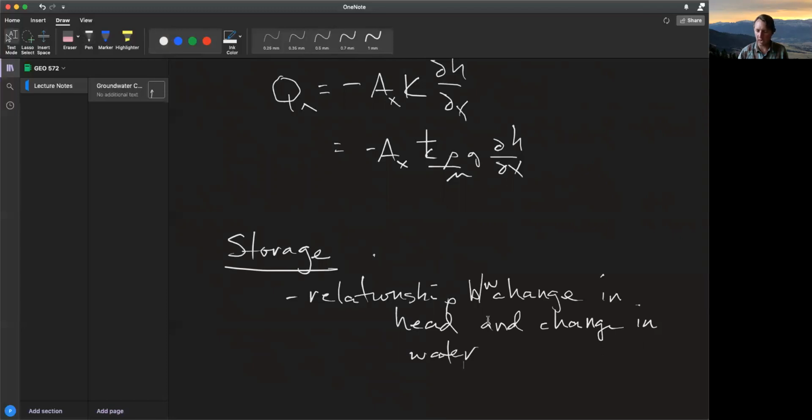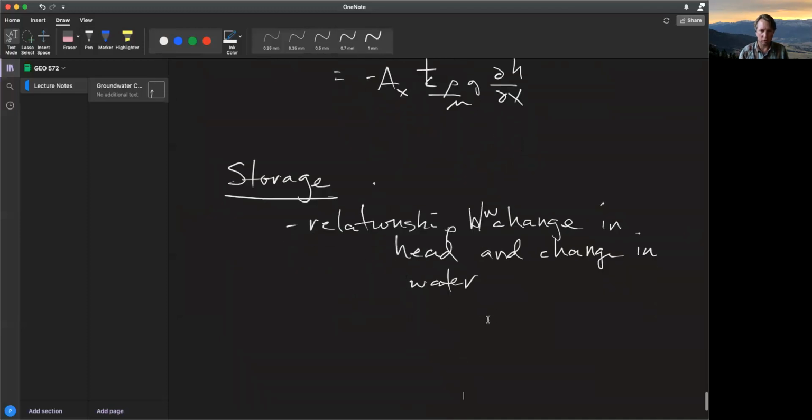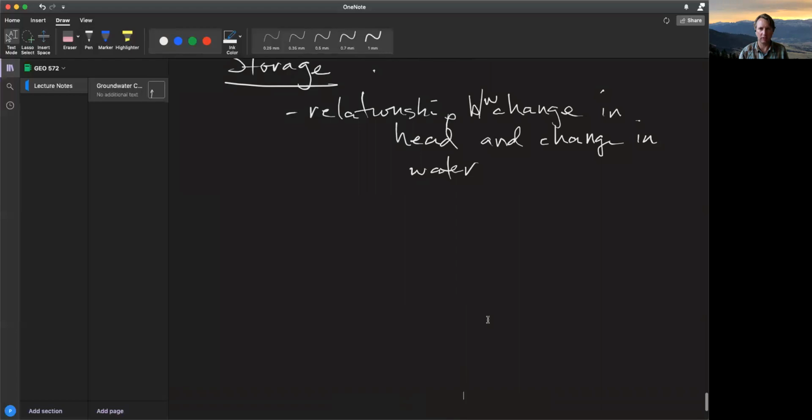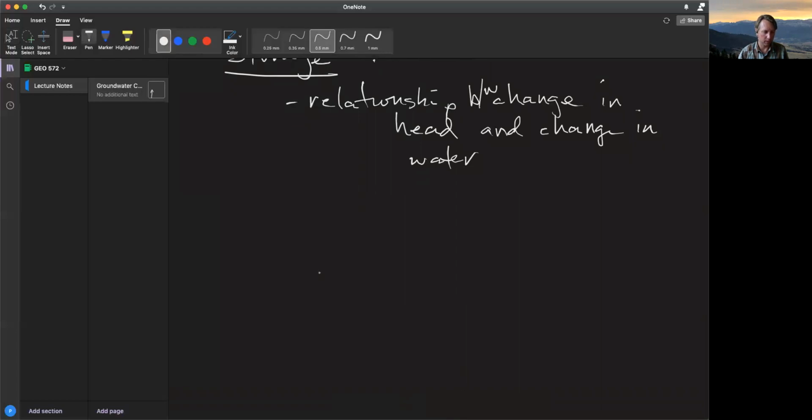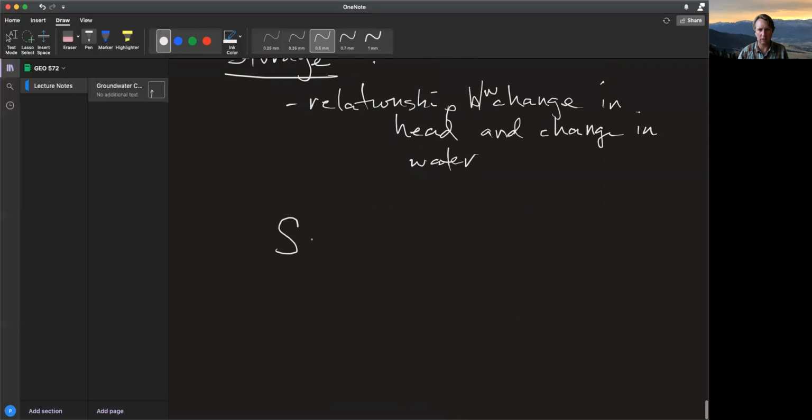All right, so when we add more water or take more water away, we're going to change the amount of energy that water has. And storage essentially is that relationship. So let's define a few things. The first thing we're going to do is storativity. All right, and it's going to get a capital S.